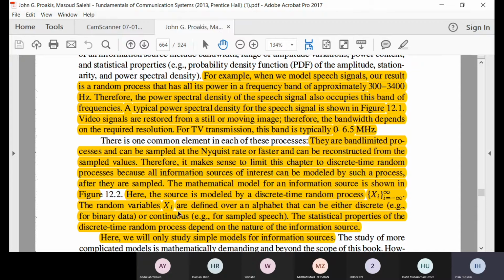So we are saying that it makes sense to model our source as a discrete time random process, because we have seen that all the signals are band limited, they could be sampled, and then they could be represented by alphabet discrete numbers. And so we define our random variables over an alphabet, and that can be discrete or continuous, but we will be focusing more on the discrete part.